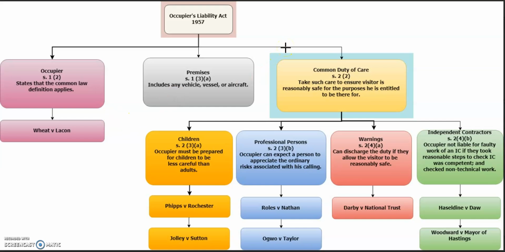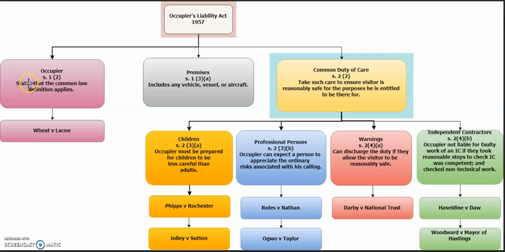So for this revision video I've got a flow chart here which I'm going to talk you through, which hopefully will really help you to understand the different rules that you need to apply to determine whether your claimant is going to be able to sue the defendant successfully under the Occupiers Liability Act 1957. So the first issue you need to determine is whether or not you've got an occupier.